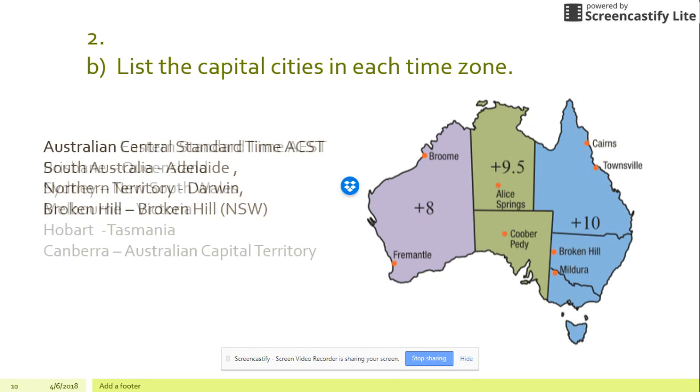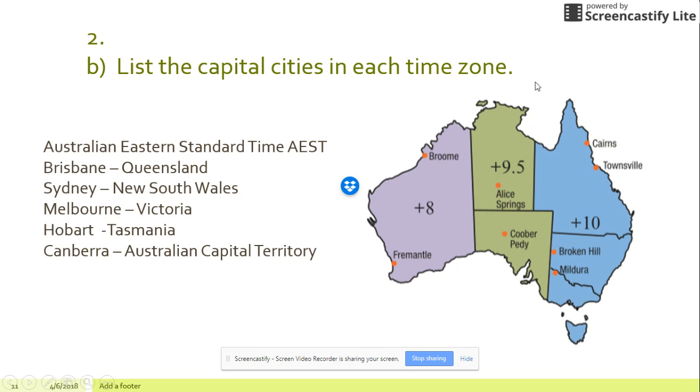And then Australian Eastern, over here, we've got Brisbane, which is in Queensland. We've got Sydney, which is in New South Wales. We've got Melbourne, which is in Victoria, down here. We've got Hobart, which is in Tassie, and then Canberra is in between here, and that's the Australian Capital Territory. Guys, you need to write all these down on each one. Okay, so just go back if you need to write them down.